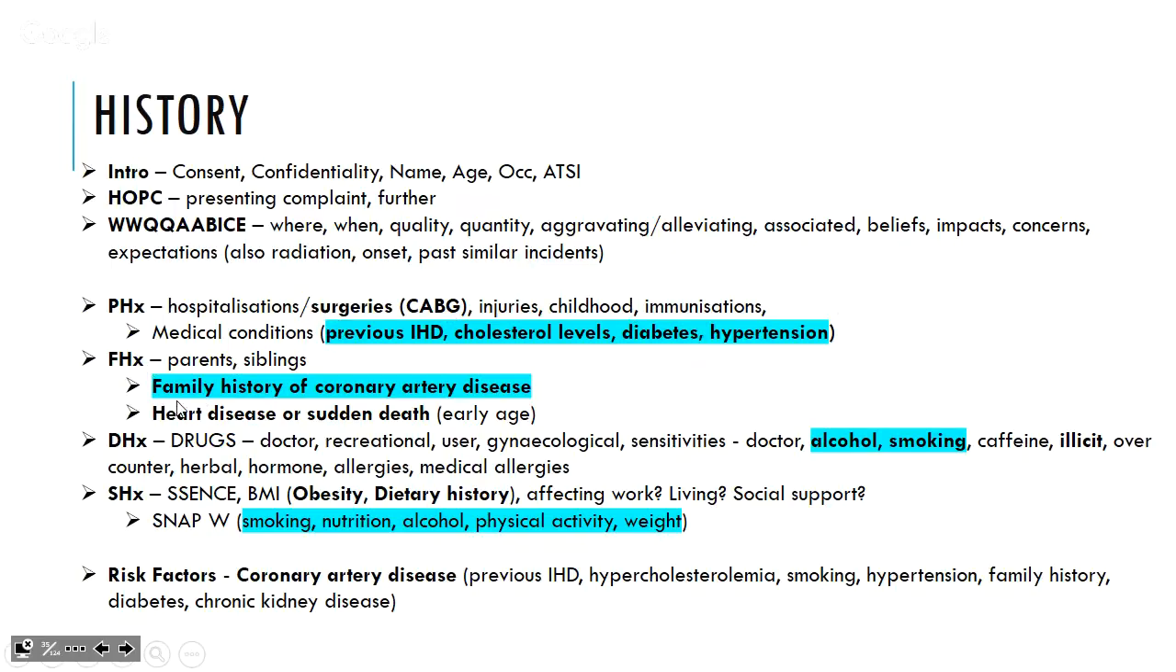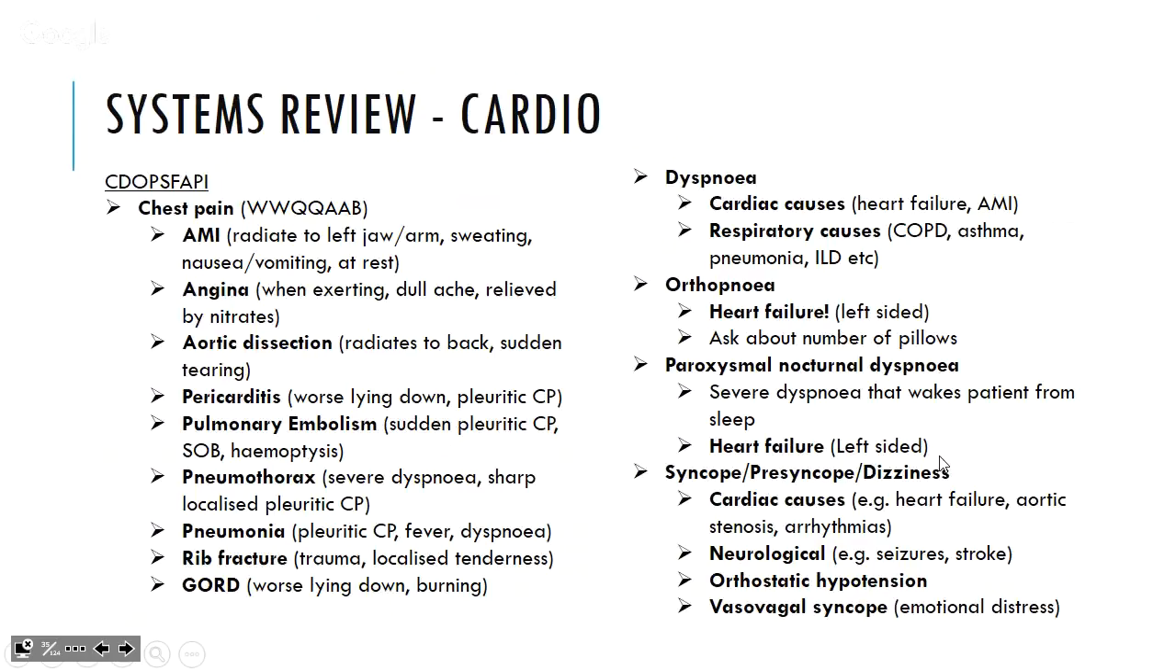And then family history, you have to ask about if you've had any family history of coronary artery disease or any heart attacks in the family. And then for medications and drug history, definitely have to ask about smoking and alcohol. For social history, I like to use the acronym SNAP-W, so smoking, nutrition, alcohol, physical activity, and weight. It usually covers most of the social history things. And then all the risk factors for coronary artery disease, so previous heart attacks, high cholesterol, smoking, high blood pressure. You have to ask all of these for cardio, otherwise they won't really like you very much when they're doing the marking.